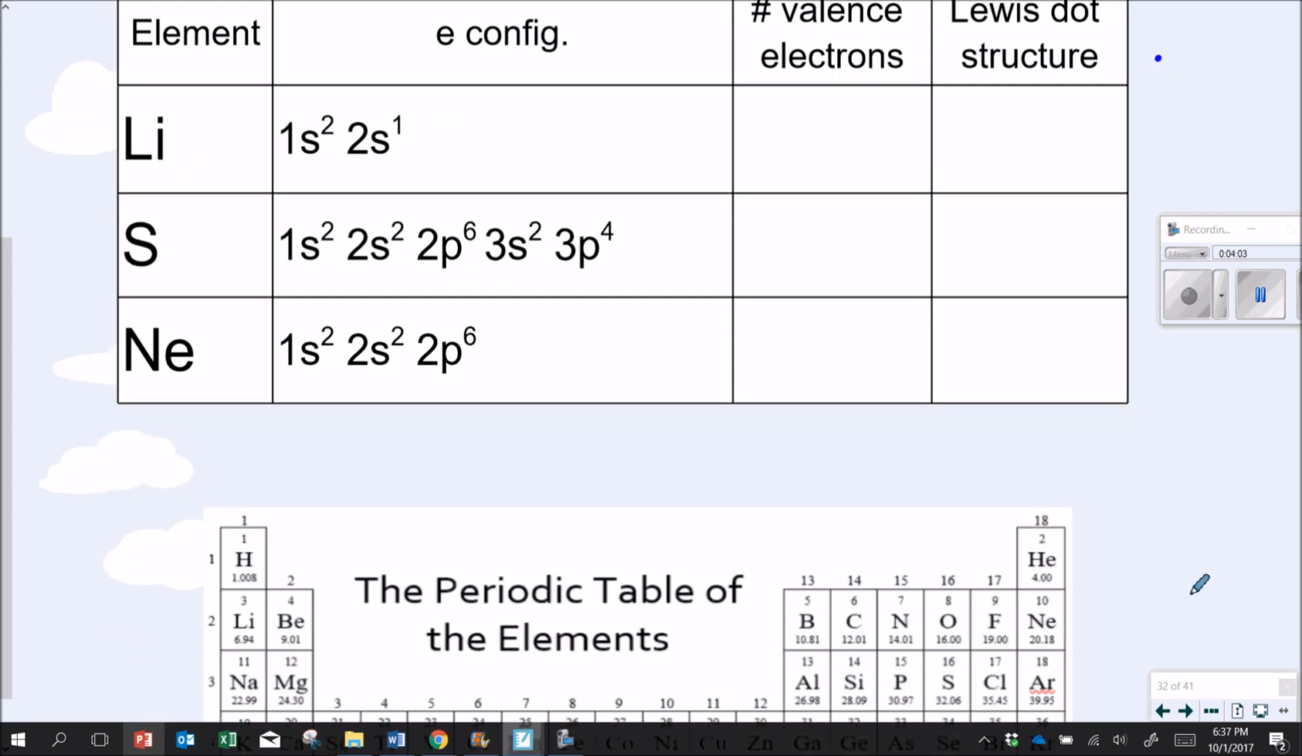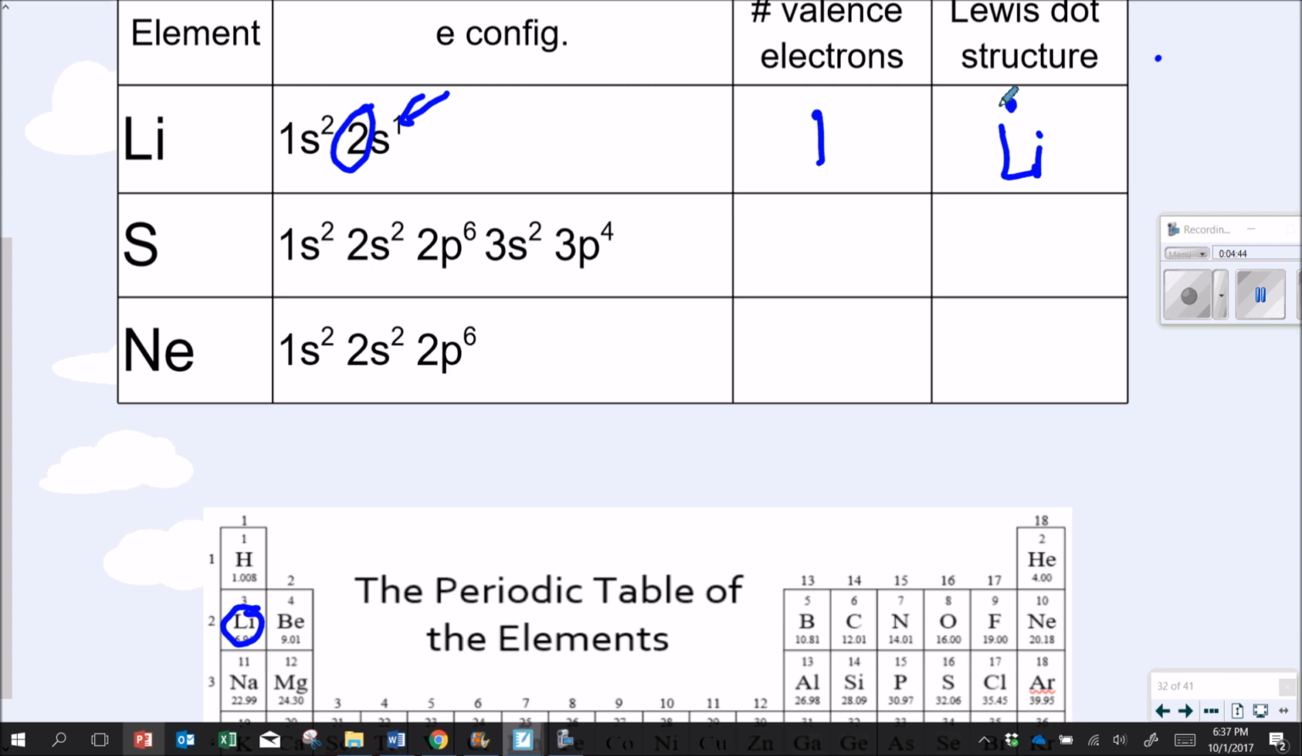Let's determine the number of valence electrons and Lewis dot structures for a couple of elements. Lithium is over here, element number 3 on the periodic table. Its electron configuration is 1s2, 2s1. So the highest energy level is energy level number 2, and we can see it has 1 electron in that energy level. So it has 1 valence electron. To draw the Lewis dot structure, we write the element symbol and we put 1 dot for 1 valence electron.